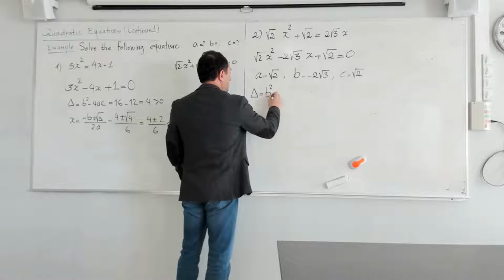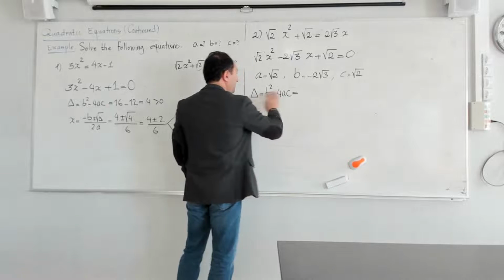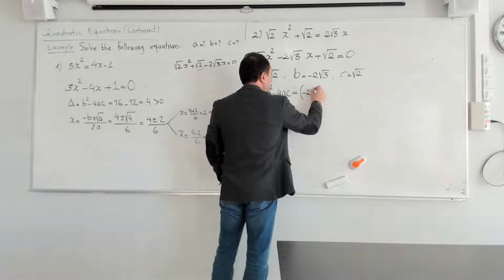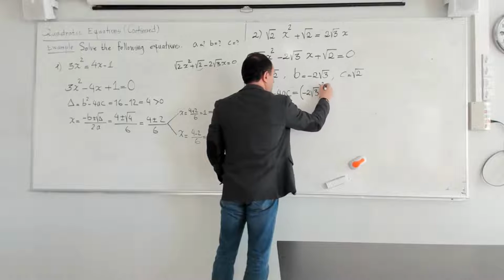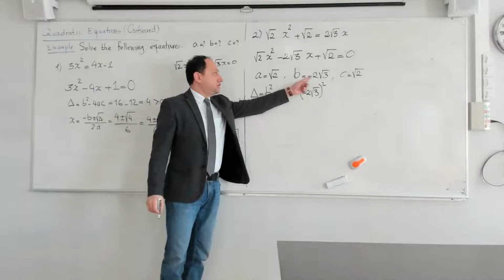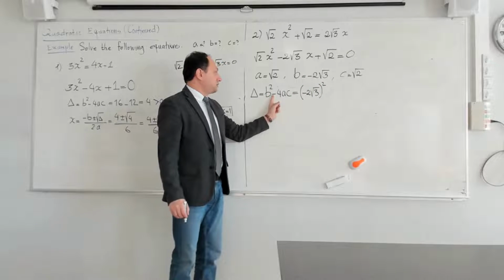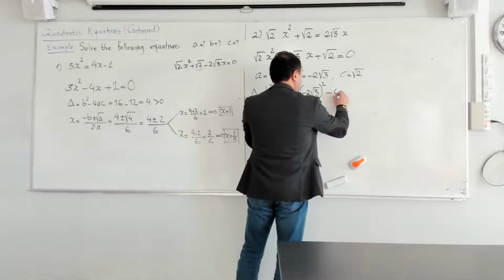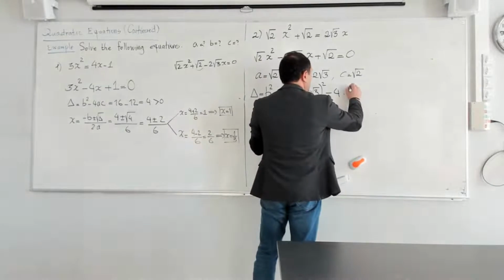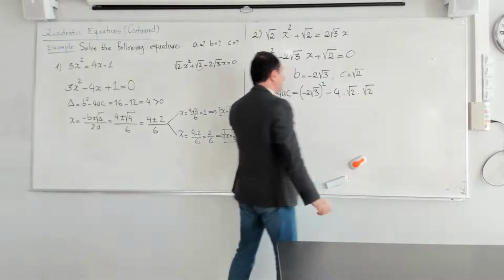Delta is b squared minus 4ac. So you need to be patient, okay? So what is b squared? Just be patient and write it. Of course, if you can do it very fast, that's okay, but you don't need to do it very fast. So instead of b, I put minus 2 square root of 3, and then I have squared it. And then I have minus 4 times a, which is the square root of 2, times c, which is again square root of 2.